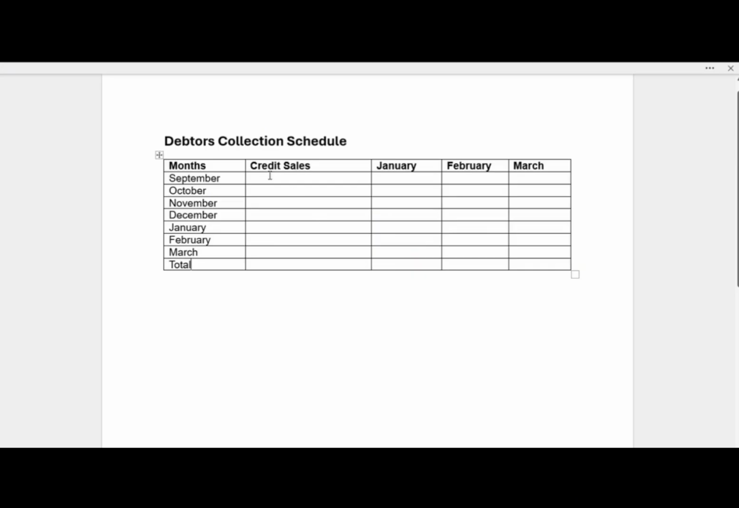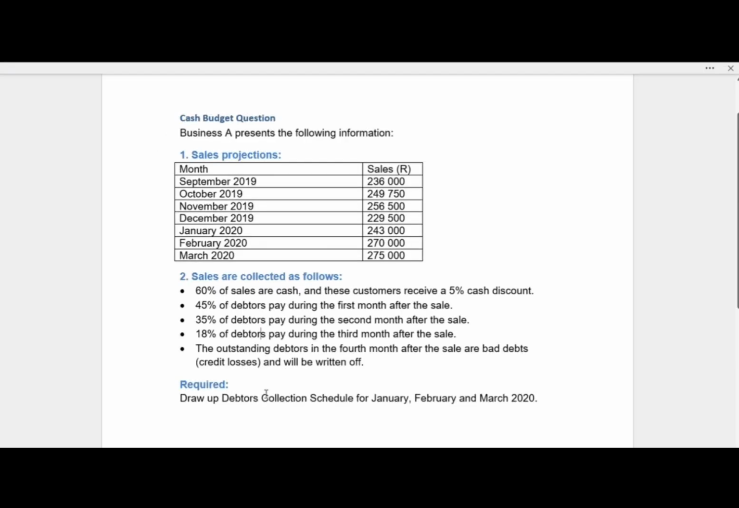Number 2, we are going to calculate credit sales. So remember, the additional information is saying 60% of sales are cash, meaning 40% are on credit. Therefore, these amounts of sales here are total sales. These total sales include 40% of credit sales and 60% for cash sales. All right, so we are going to calculate.